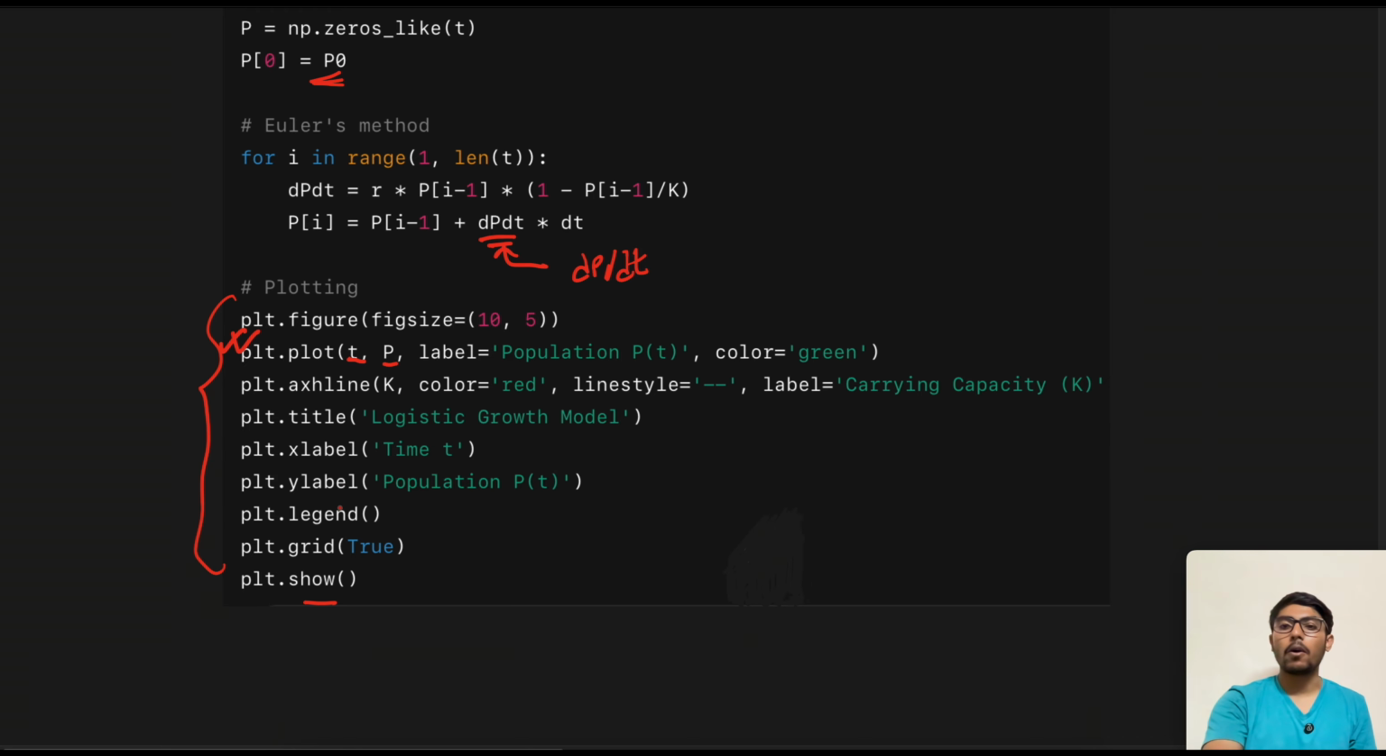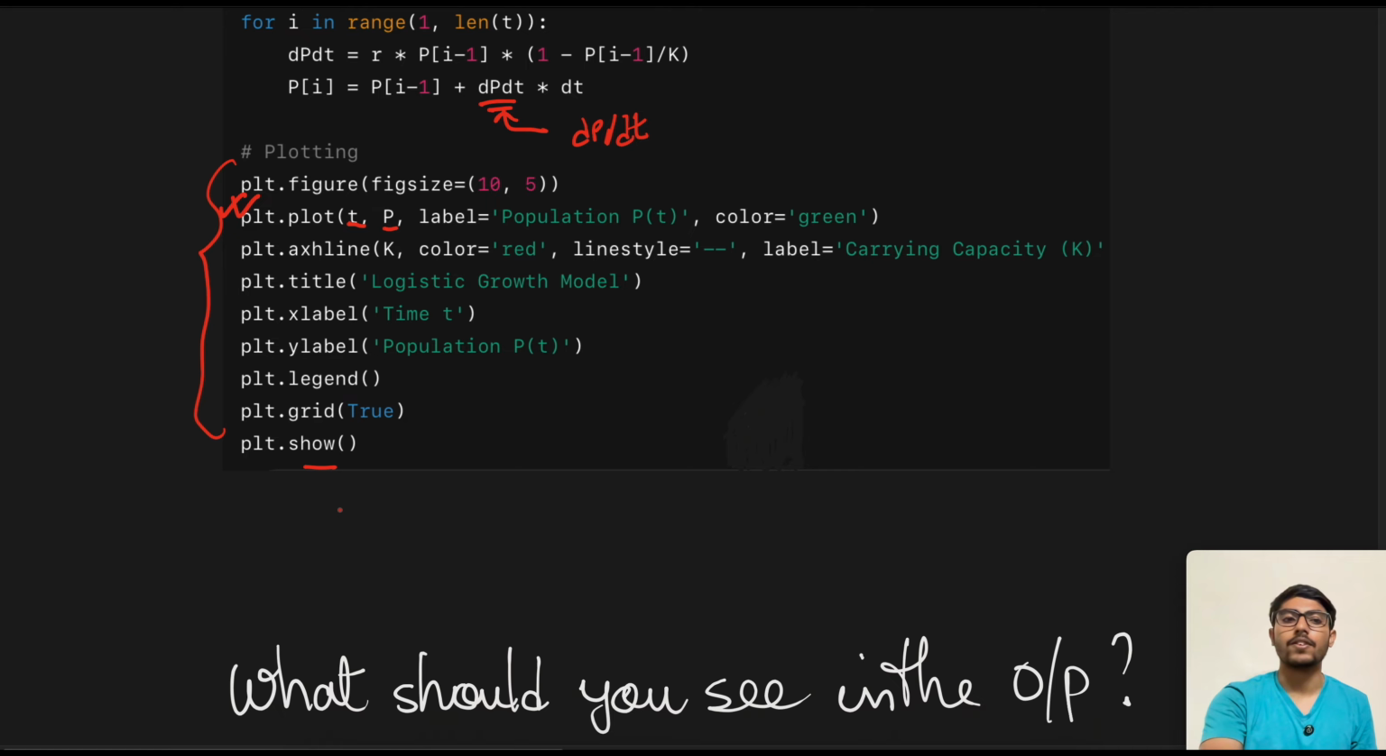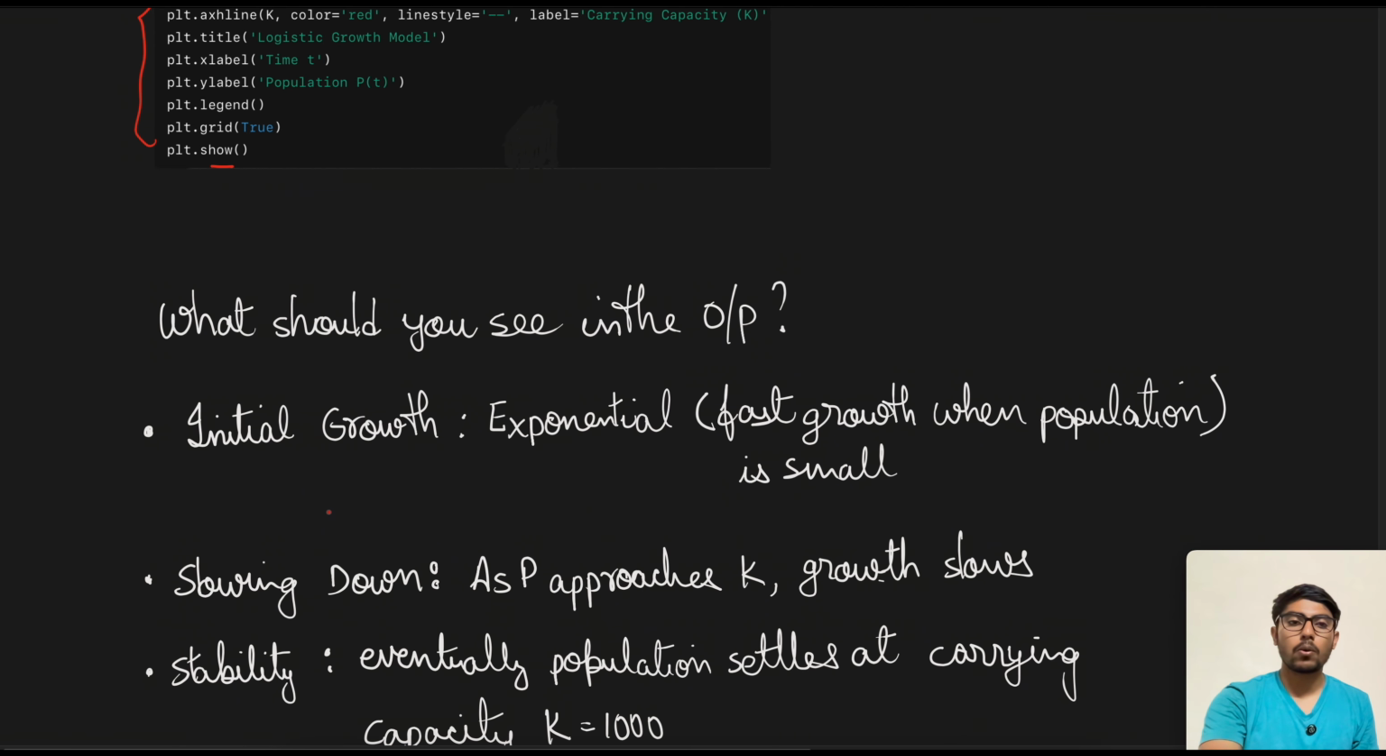So for the output, you can use the below description to basically verify your plot as well. So in the output, you should see the initial growth exponential, right? Fast growth when population is small, right? So resources are high and the population needs are very less. So that goes for exponential growth. Then the next half of the graph would be slowing down as p approaches k, which is another threshold of population. The growth will be seen to slow down.